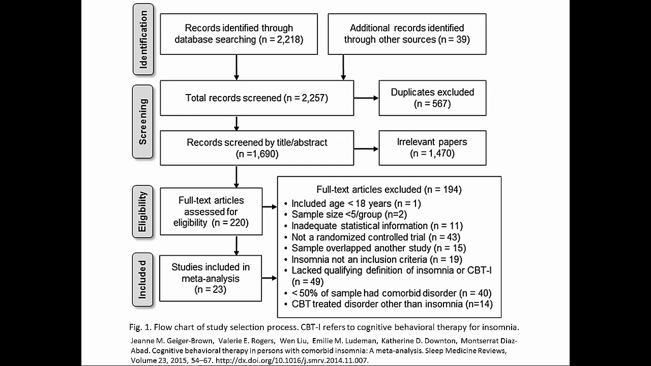These articles were screened, and 567 duplicates were removed. After screening titles and abstracts, another 1,470 articles were removed. This is pretty typical. In this case, only 220 full-text articles were assessed for eligibility. This flowchart explicitly lists the reasons for removing any articles excluded at this stage.